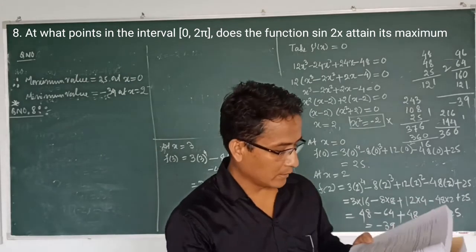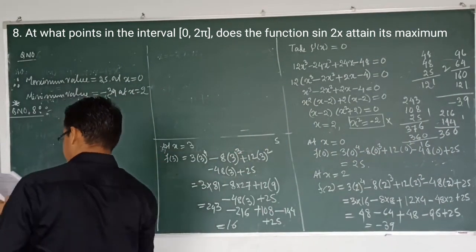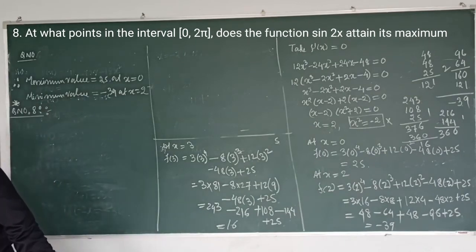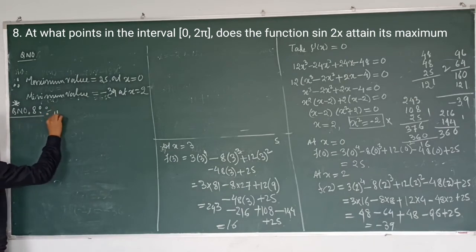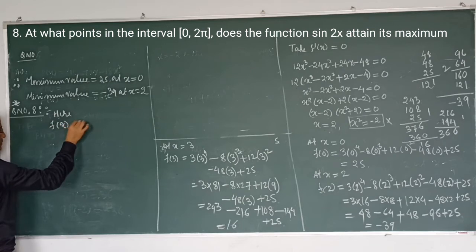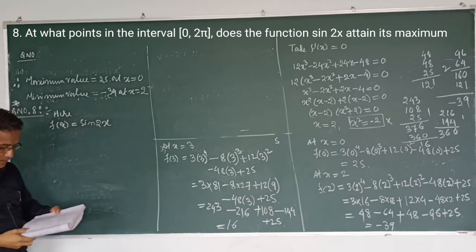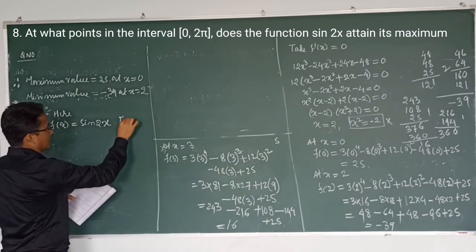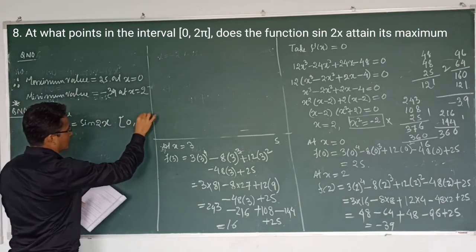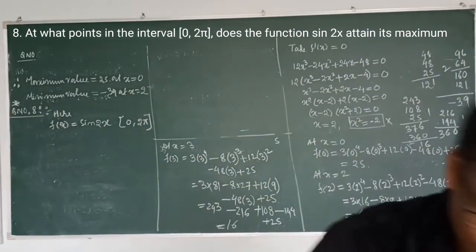At what point in the interval 0 to 2 pi does the function sin 2x attain its maximum value? So here our function is sin 2x, and the interval 0 to 2 pi is our interval. Now let's see, we solve this question.